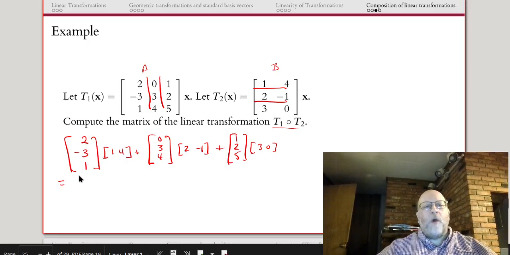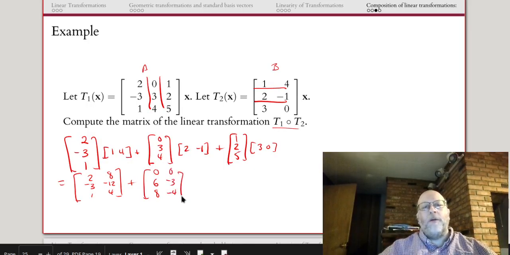2, negative 3, 1 times 1 is 2, negative 3, 1. 2, negative 3, 1 times 4 is 8, negative 12, 4. 0, 3, 4 times 2 is 0, 6, 8. 0, 3, 4 times -1 is 0, -3, -4. 1, 2, 5 times 3 is 3, 6, 15. And 1, 2, 5 times 0 is 0.